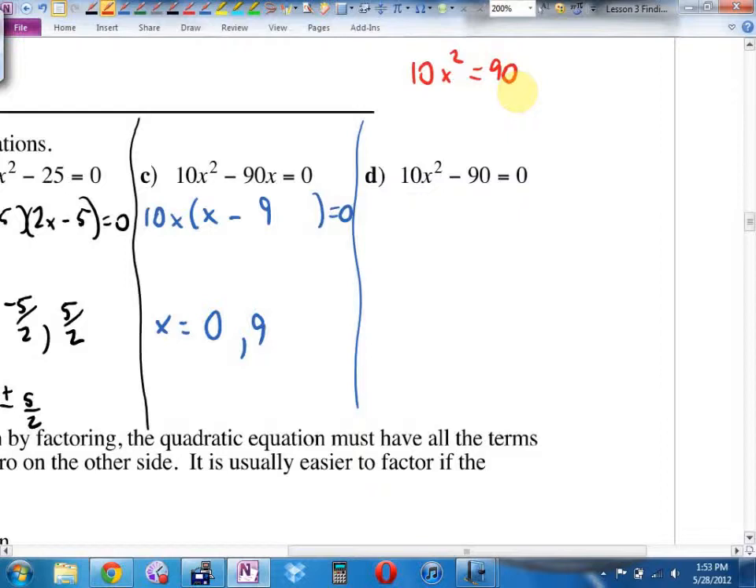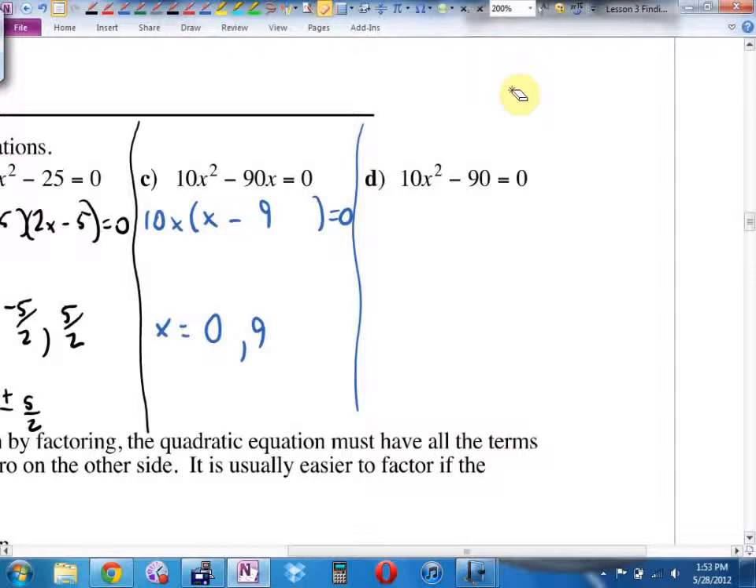It's not the same equation. Look closely. If I'd given it to you like that, you'd have to make it equal to 0. How? You would minus the 90 over to this side. That's going to be in the next couple of examples, but that's why I'm always adding that. Don't just start factoring. First, you got to make sure it's equal to 0.